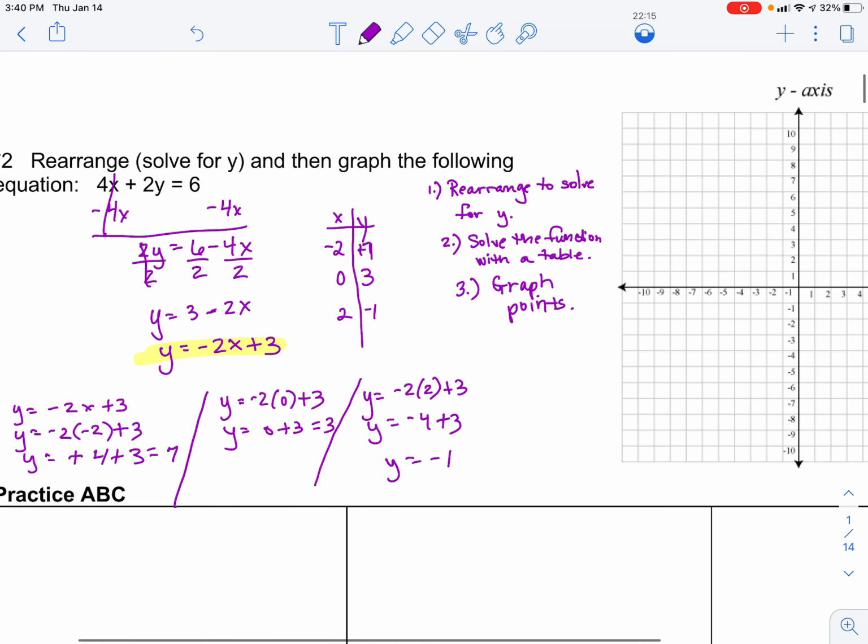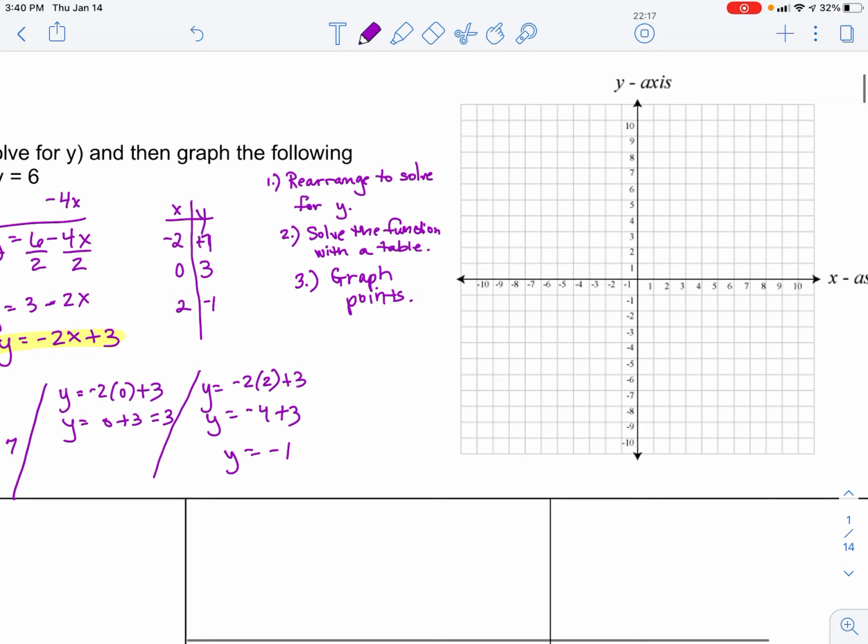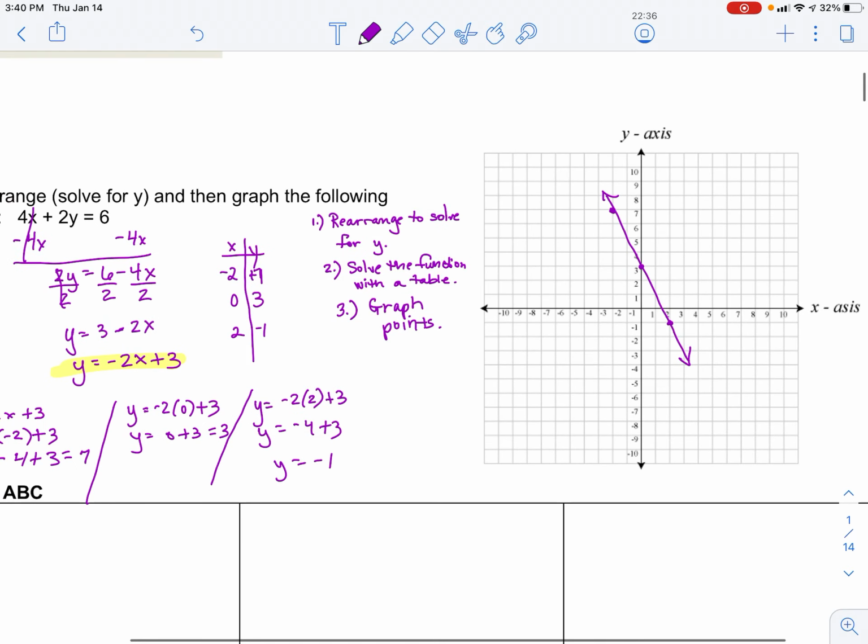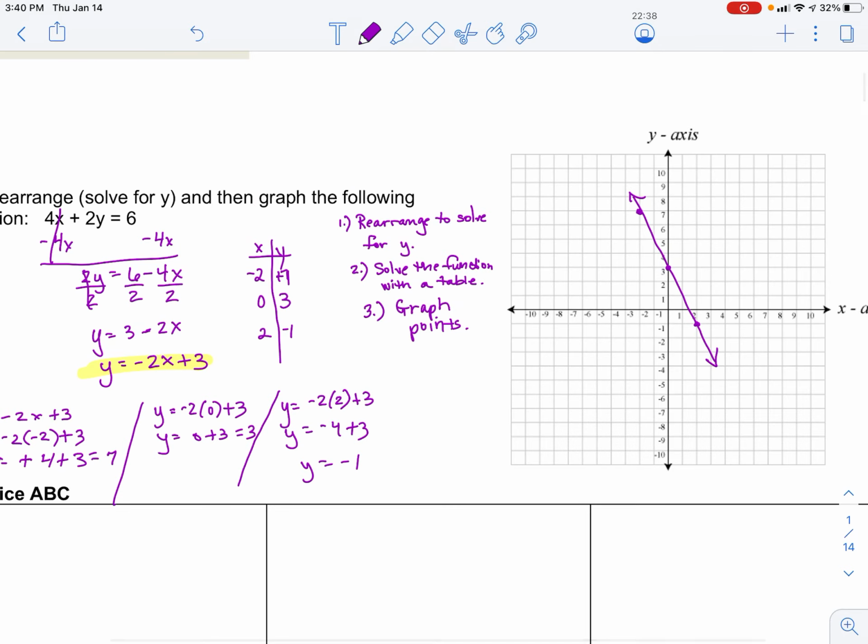All right. I hope you guys are checking behind me. All right, so I have -2 all the way up to 7 right there. And then 0, 3, and 2, -1. This looks so much better. There we go. Now we connect our points, and we have made a line. That's our linear equation graphed on a coordinate plane.